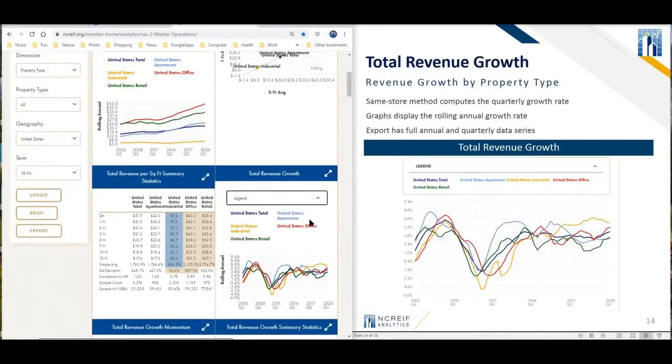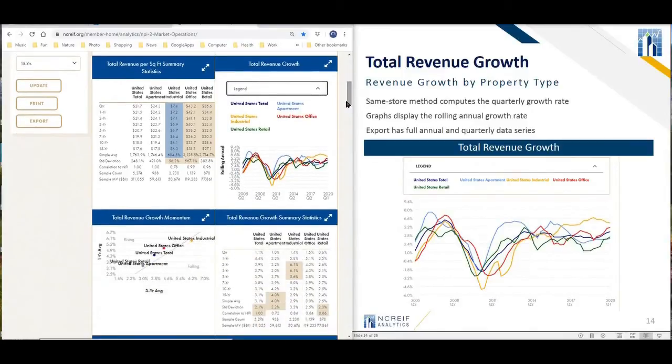While both charts use annual cash flow information to construct a data set, this chart uses the same store method to compute the quarterly growth rate, which is then chained to create the rolling annual rates shown in the charts. The export file contains both annual and quarterly results. Here you can see the current strong fundamental growth in industrial revenues, growing at over 7% this past year.